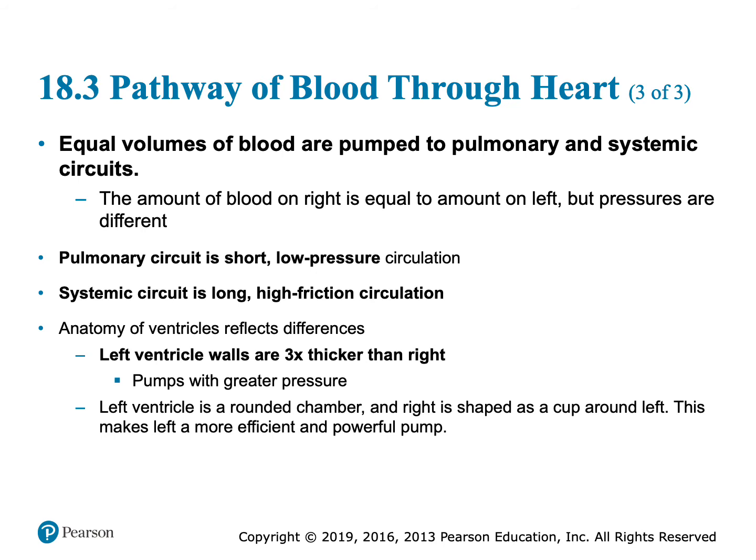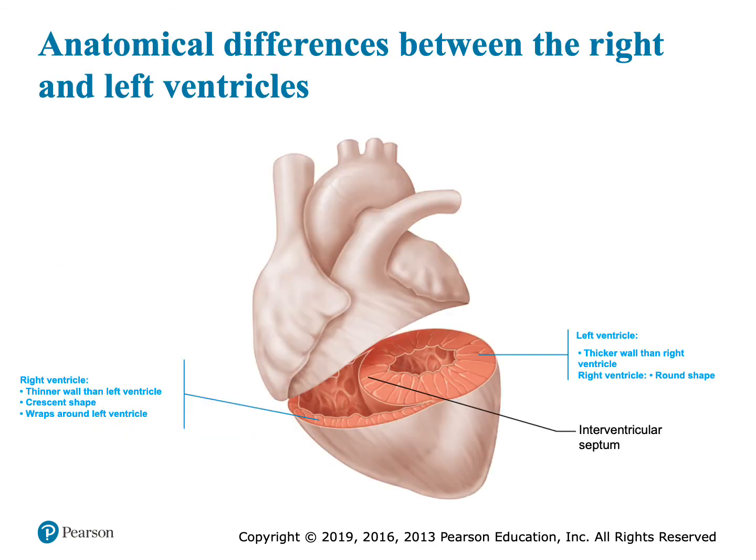The pressures are different because the lungs are just right there, just lateral to the heart. The systemic circuit has to go all the way down to your big toe and all the way to the top of your head. So that's why the myocardium of the left ventricle is thicker than the right. It's got more pressure, more work to do. This is a cross section. You can see the difference in the thickness of the myocardium on the left side.